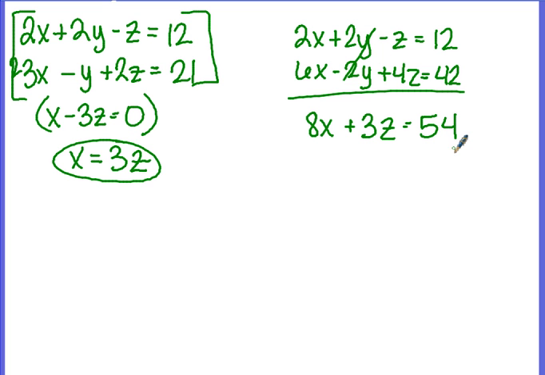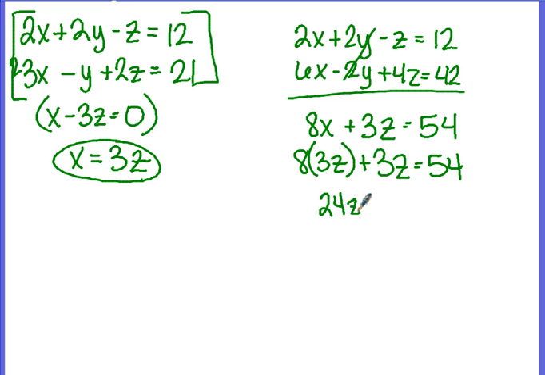From that point, I can substitute 3z in for x. So 8 times 3z plus 3z equals 54. 8 times 3z is 24z plus 3z equals 54. 24 plus 3, 27.